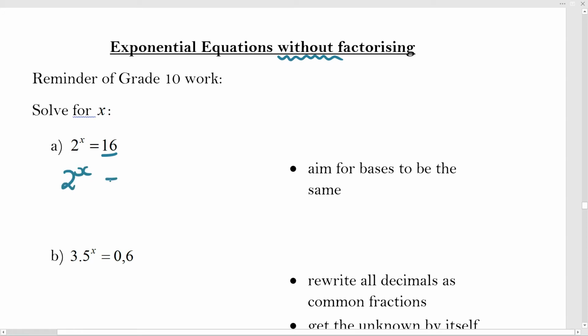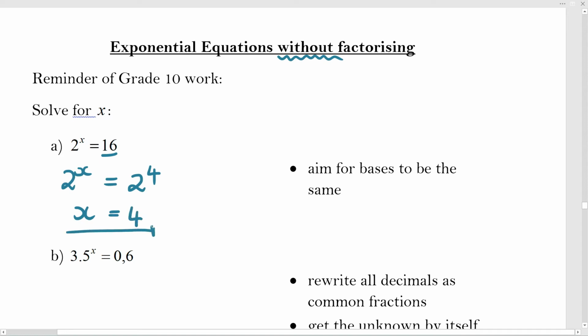So I can leave my 2 to the x like that, and I can rewrite 16 with prime bases, and I can use the factor button on the calculator to get that for me, and I will have 2 to the 4. Okay, then I drop the bases, or I equate the exponents, and I say x equals 4, and that is my answer.